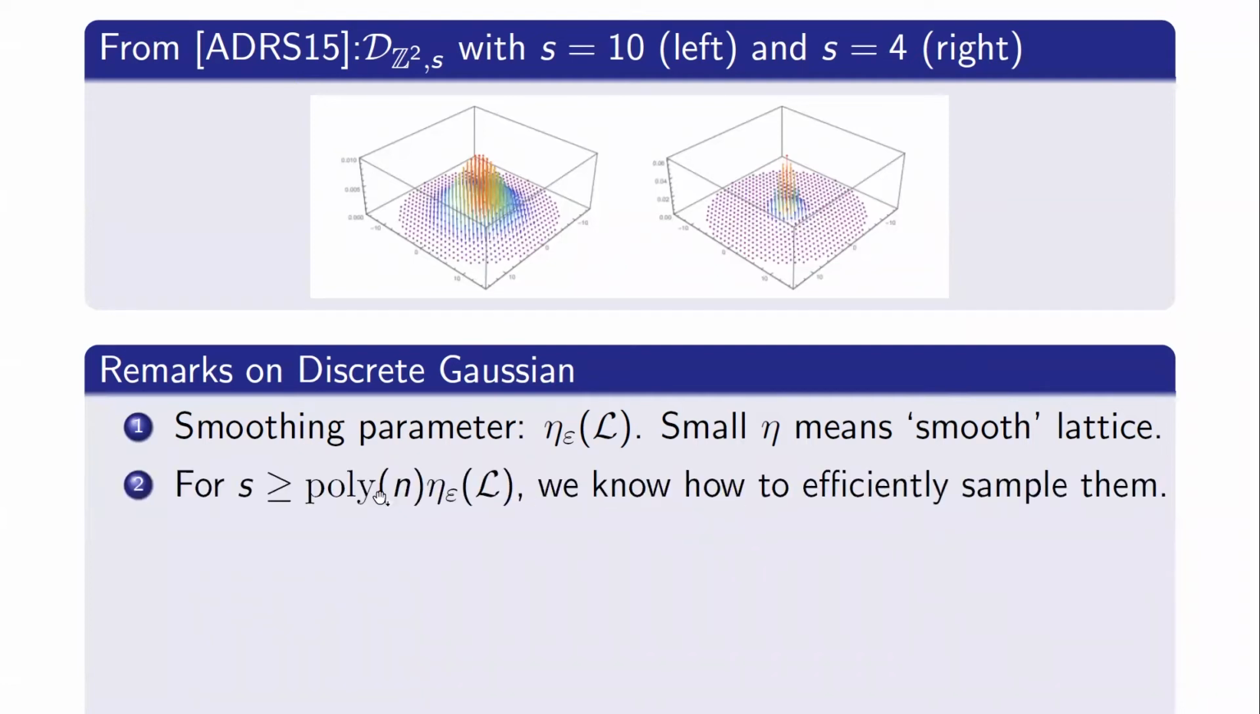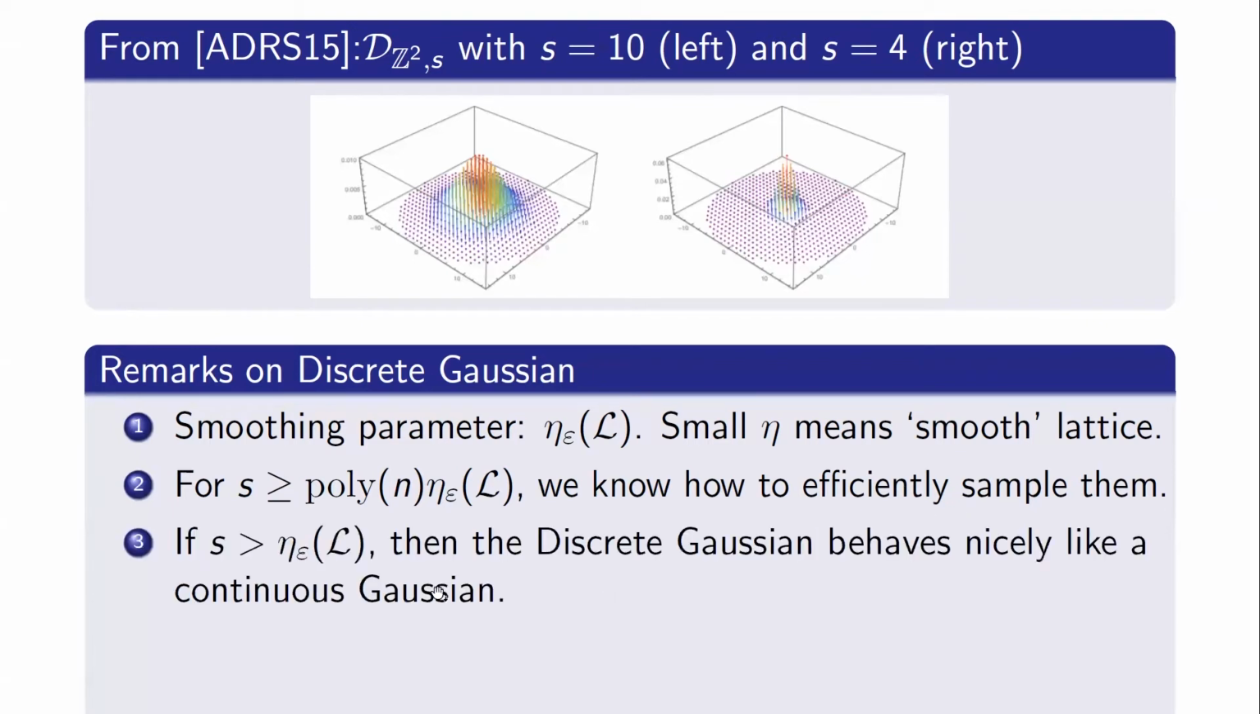And secondly, for this parameter S, that it's above some poly n times the smoothing parameter, we know how to efficiently sample from the discrete Gaussian distribution. By efficient, it means that in polynomial time. And next, when S is above the smoothing parameter, then the discrete Gaussian distribution would behave nicely like a continuous Gaussian. So actually, this can be slightly illustrated in the two diagrams.